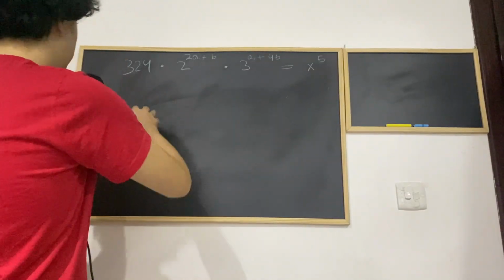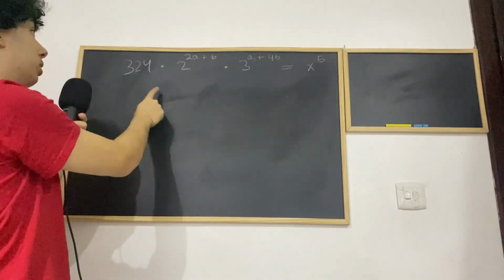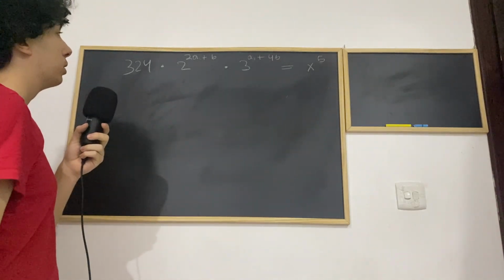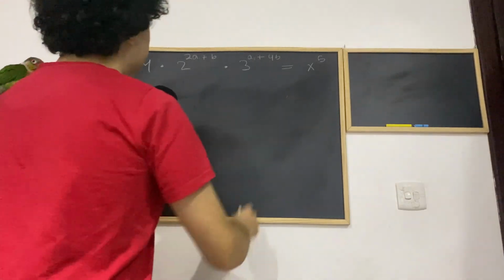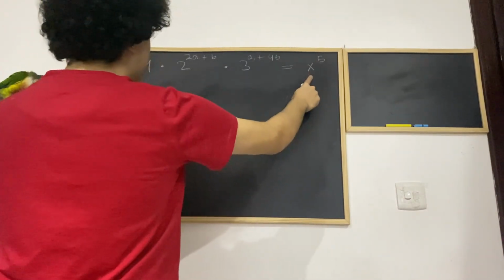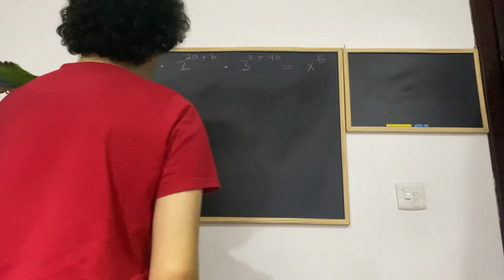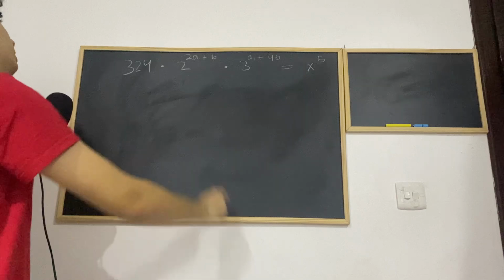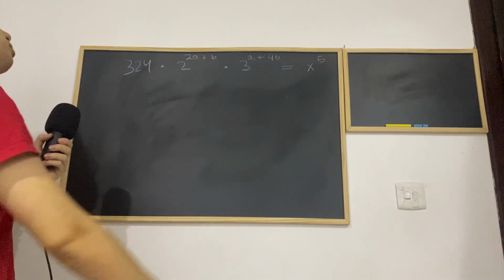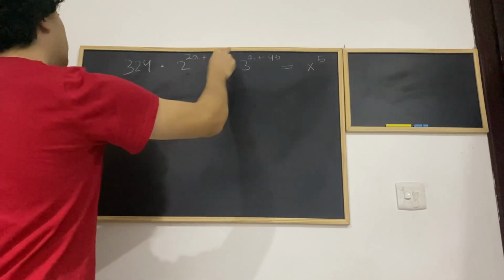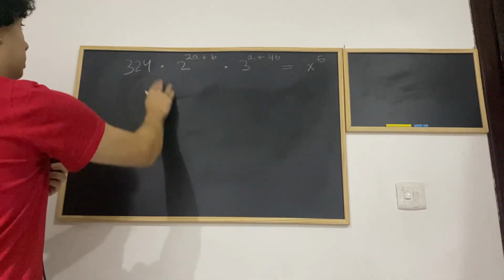So here we have our question isolated, right? 324 multiplied by 2 to the power of 2a plus b multiplied by 3 to the power of a plus 4b is equal to a perfect fifth power, which we just wrote as x to the power of 5, correct? Let's write this number in its primes, because I believe its primes have a base of 2 and a base of 3, meaning we can simplify everything.